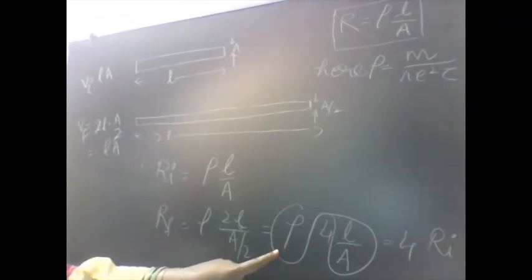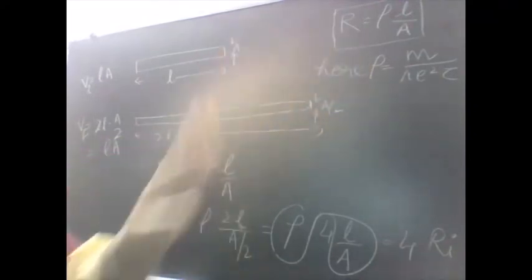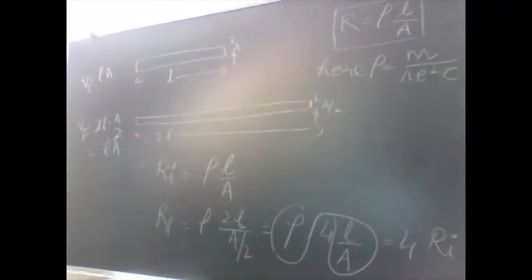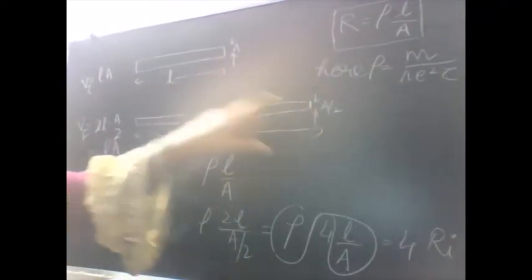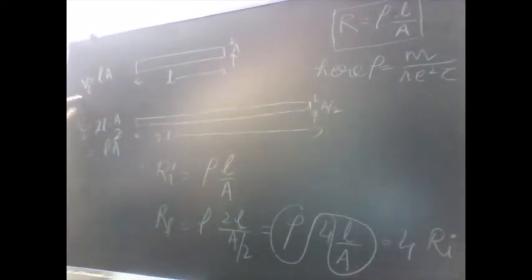Resistivity remains same, because none of the parameters that are actually going to change resistivity is changed here. What are we changing? We are changing the length. Accordingly, the cross-sectional area is changed, because we have put the initial condition that the volume should remain same. I think it is clear now.